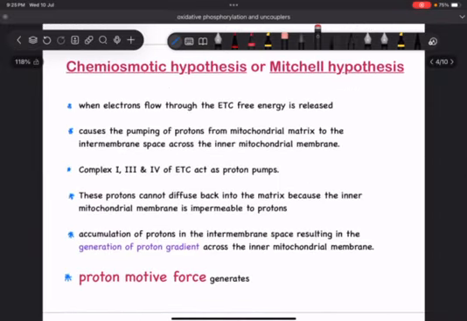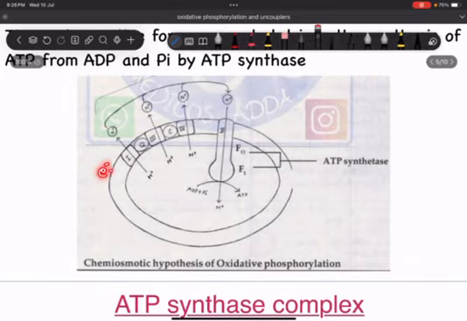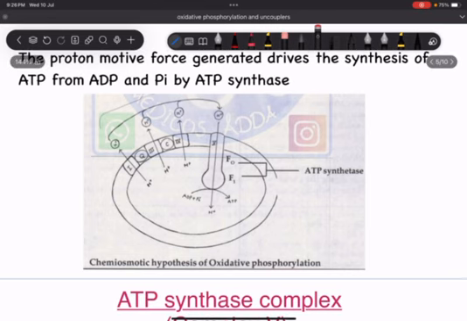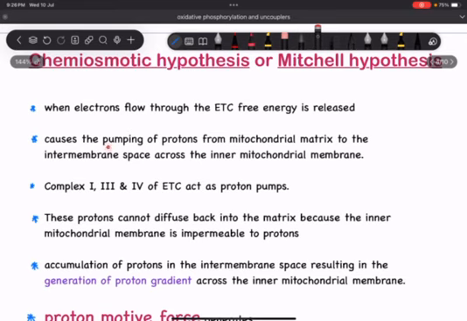When electrons flow through this electron transport chain, free energy is released. With this free energy, protons which are present in the matrix traverse through which part? Through the complexes and reach the intermembrane space. So it is the pumping of protons from the mitochondrial matrix to the intermembrane space. Which act as proton pumps? Complex 1, complex 3, complex 4 of the electron transport chain.